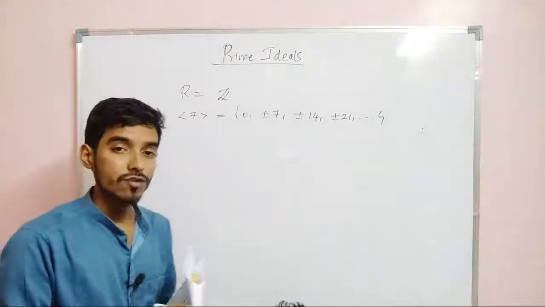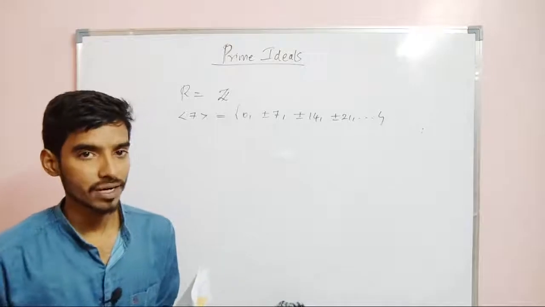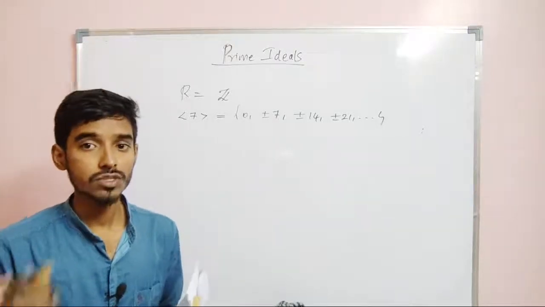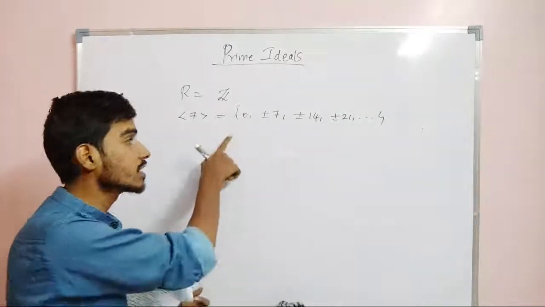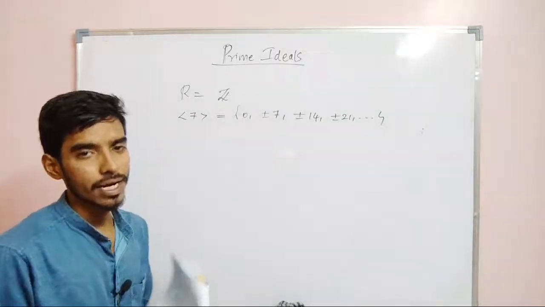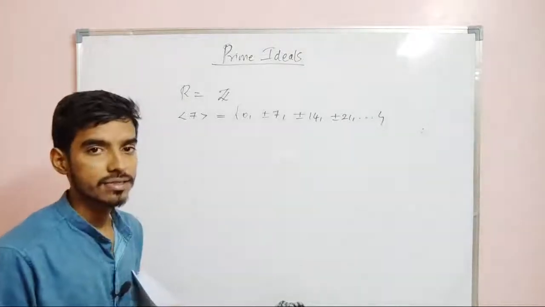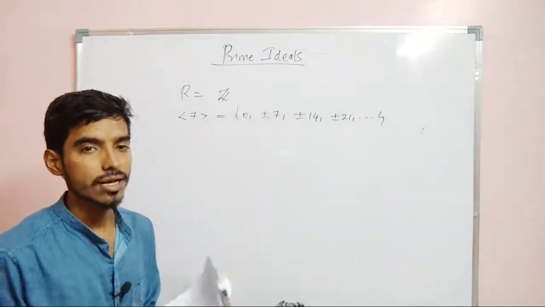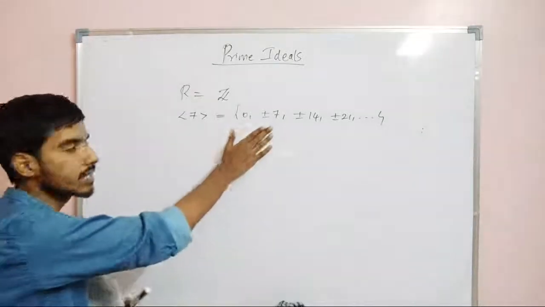For a prime ideal, first it has to be an ideal, then only you can talk about a prime ideal. And for a maximal ideal also, first it has to be an ideal, then only you can talk about a maximal ideal. So first you just verify that it is an ideal. For an ideal, there are two conditions: a, b belongs to S means a minus b belongs to S, and left ideal as well as right ideal, which we defined earlier.